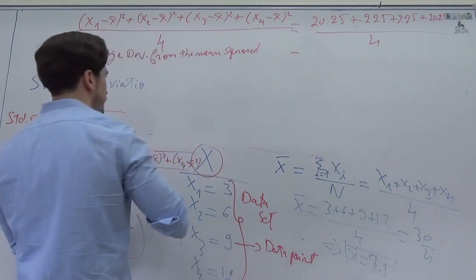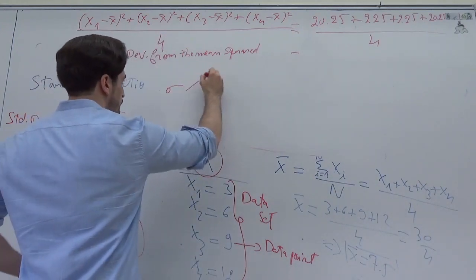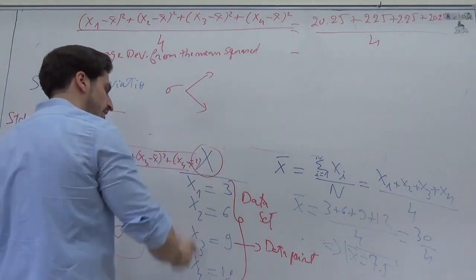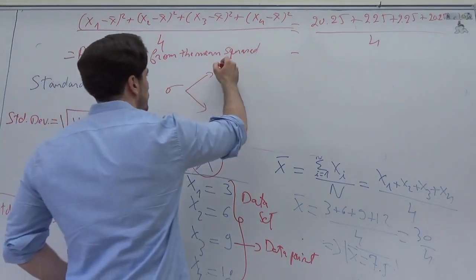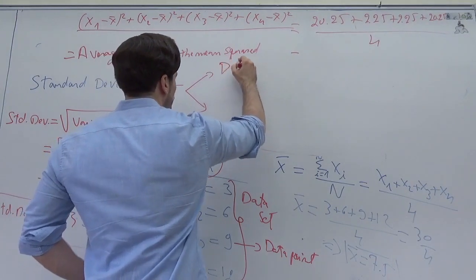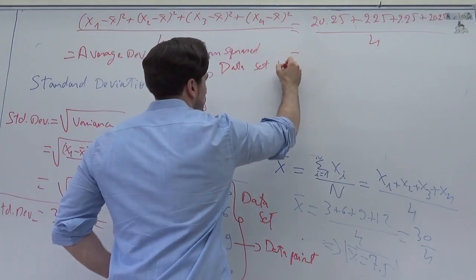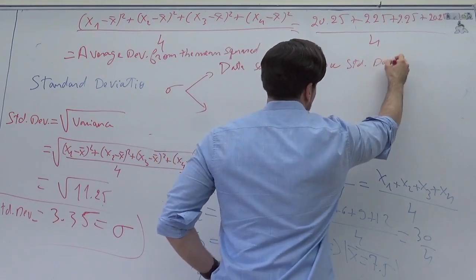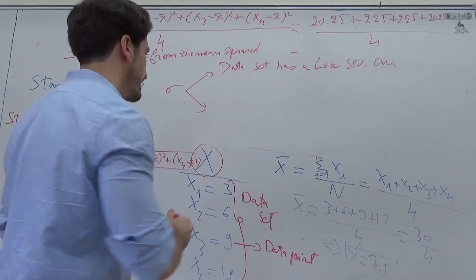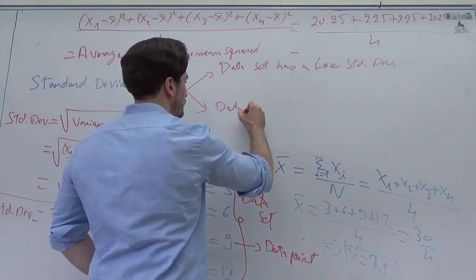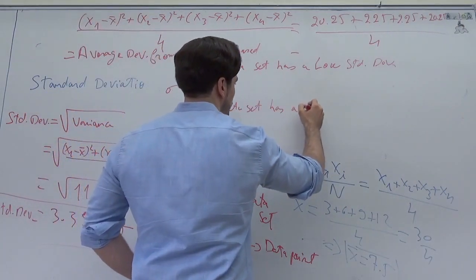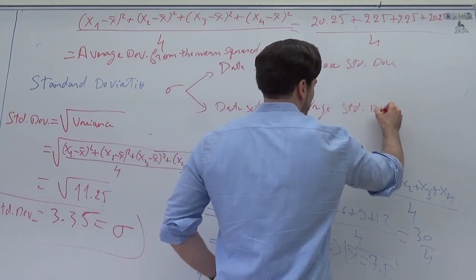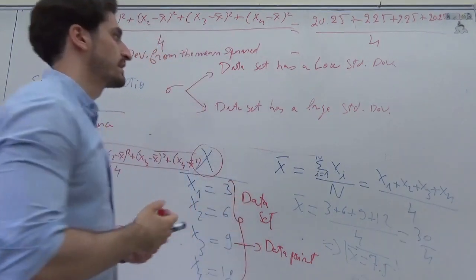So depending on the value of sigma, there are two different cases that we can distinguish. A case where the data set has a low standard deviation, and the second case where the data set has a large standard deviation. What would be the difference in that case?